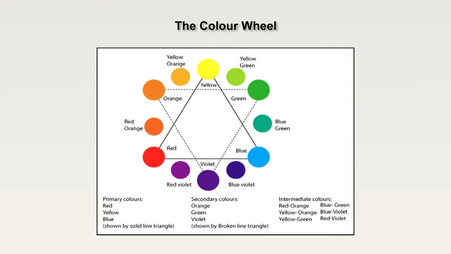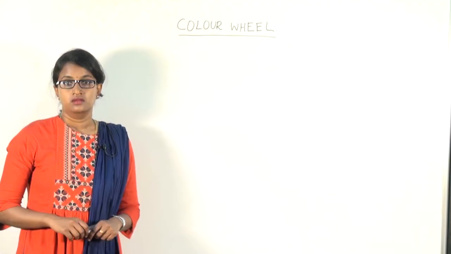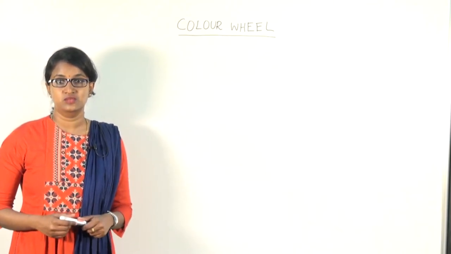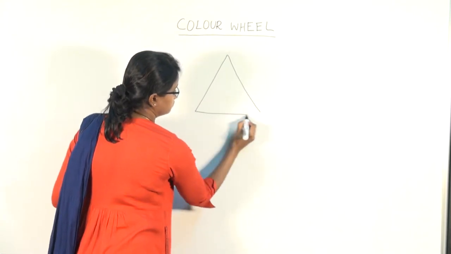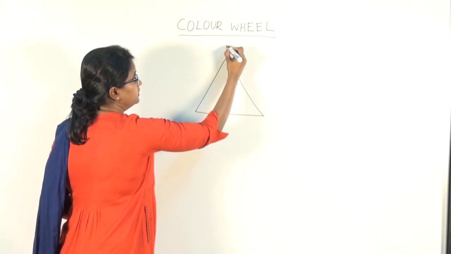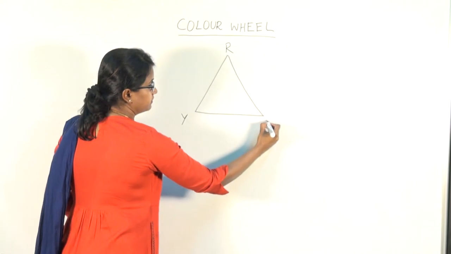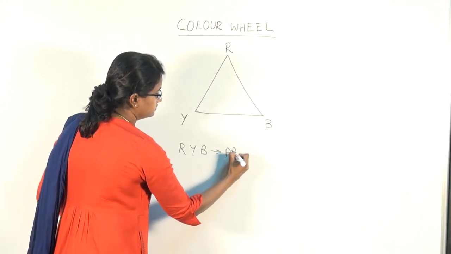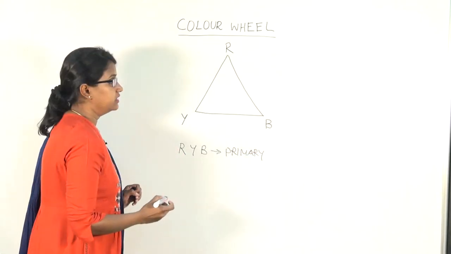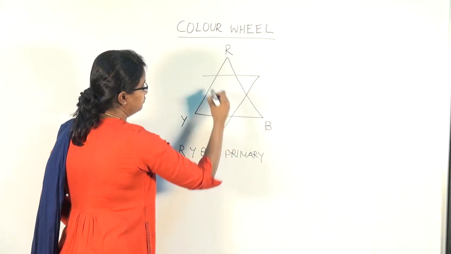The easiest way to draw and remember the color wheel is to draw two inverted triangles, thus forming a star shape as illustrated here. Now I'm going to show you a simple and easy way to draw the color wheel. First, you draw a triangle and mark the primary colors red, yellow, and blue. Next, you draw an inverted triangle forming a star.